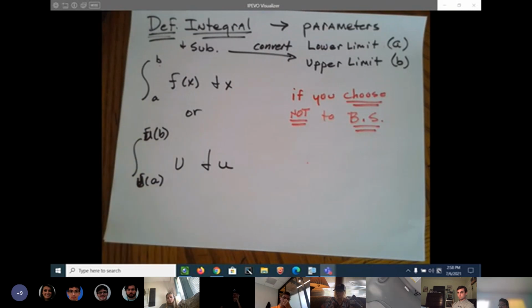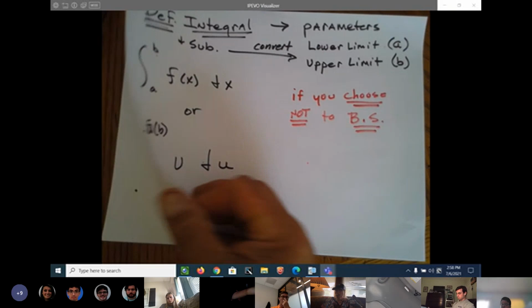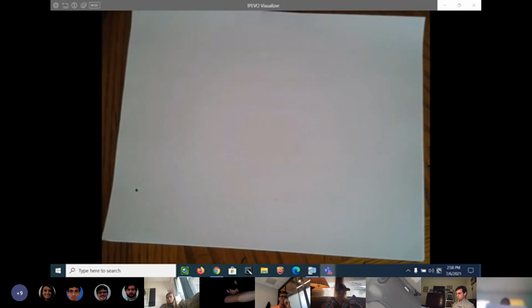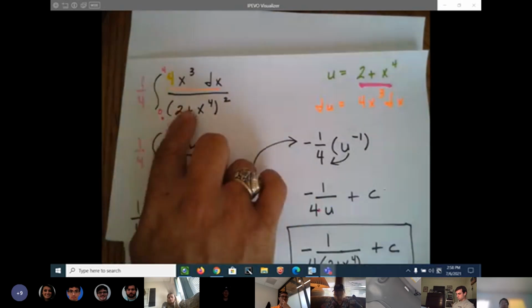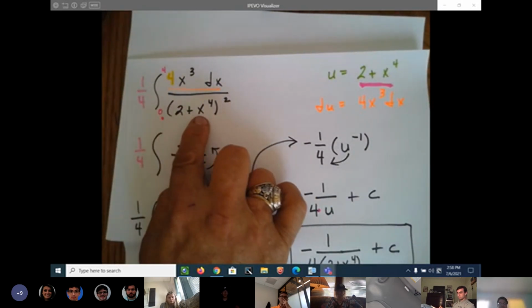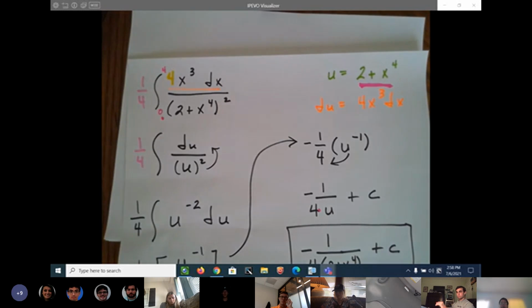And that is converting the lower and upper limits, a and b, to limits in terms of u. Okay? Let me give you an example. We did a problem. Where is that problem? Here's that problem we did, just a while ago. x to the 3rd. Didn't we do this problem?